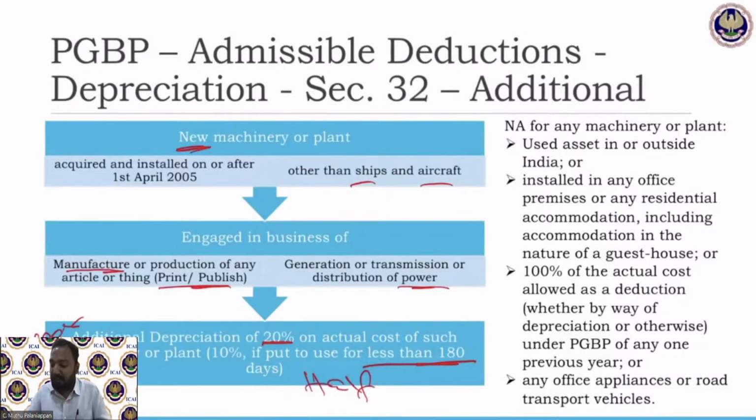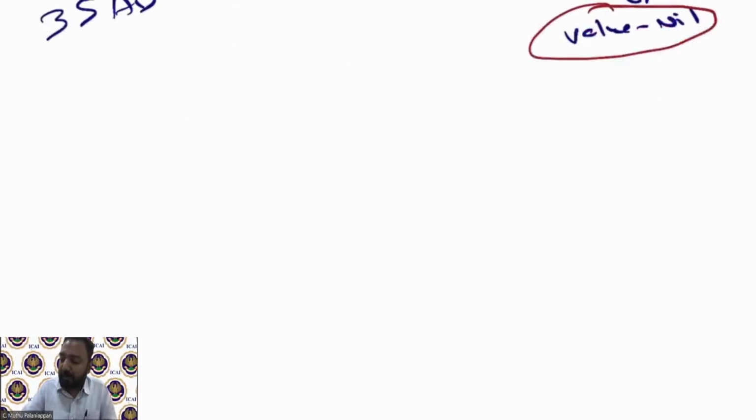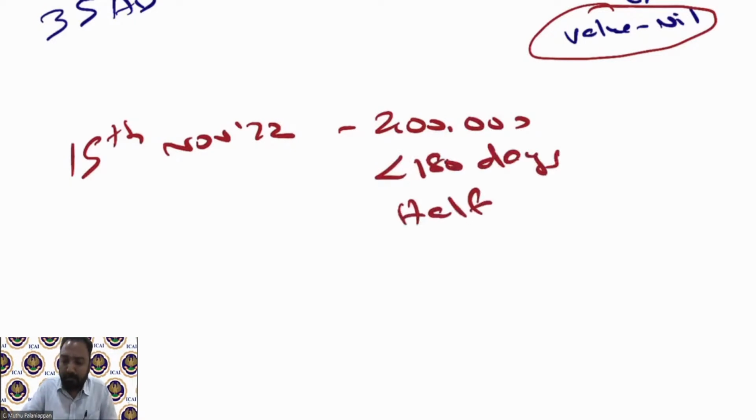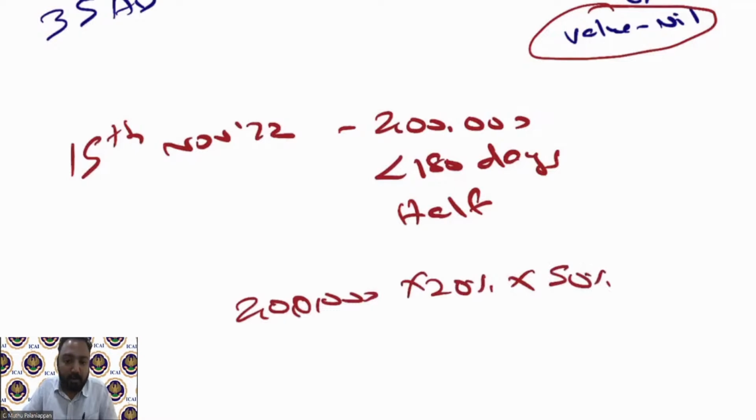So if you purchase an asset, we'll take today as the date. We'll say we are purchasing an asset on 15th November 22 for 2 lakhs. We are purchasing a machinery. Now it is less than 180 days, right? So it is only eligible for half depreciation. Since it is an additional depreciation, you are eligible for how much? 20% into 50%, because you're eligible only for half. So on 2 lakhs, 20% is 40,000 and half of it is 20,000.